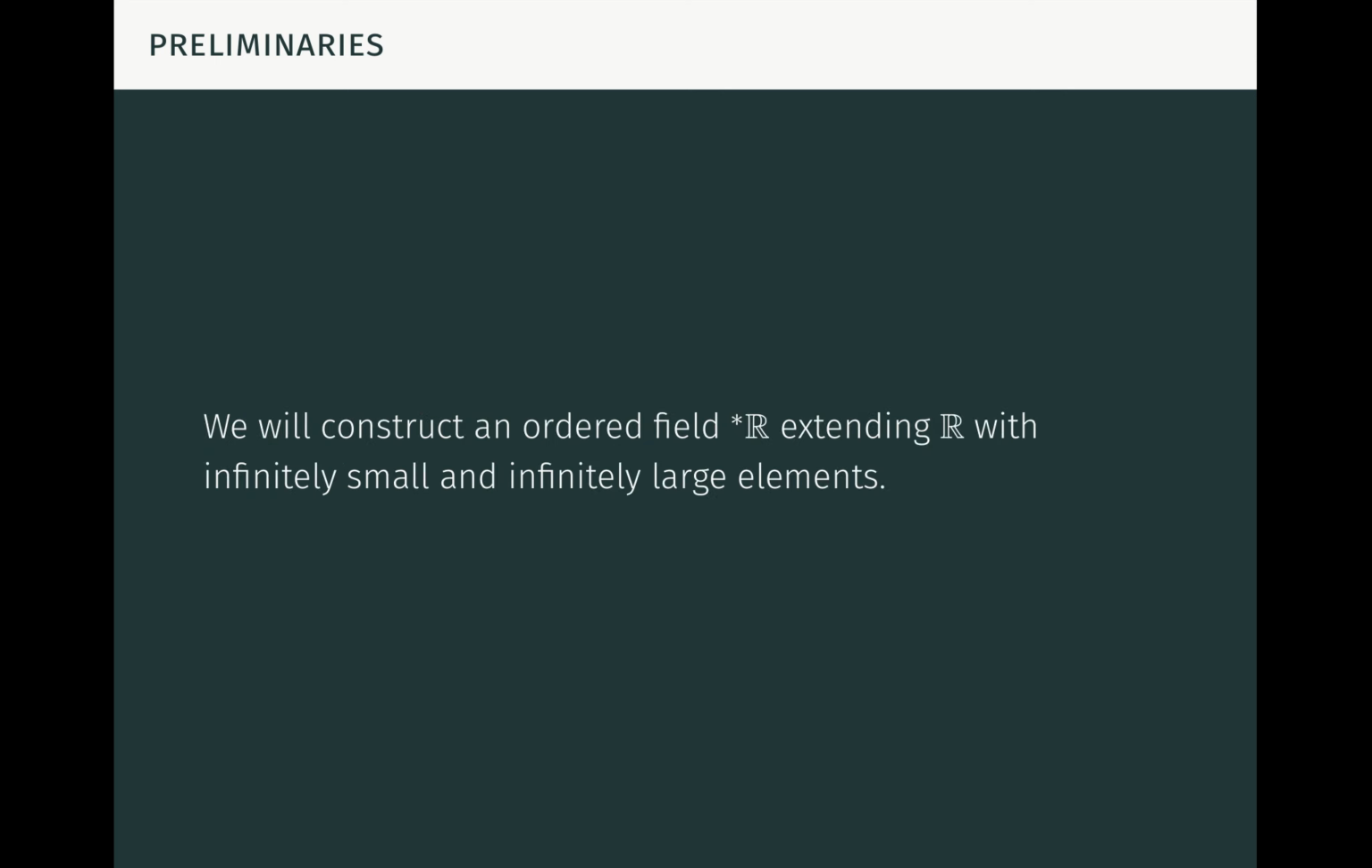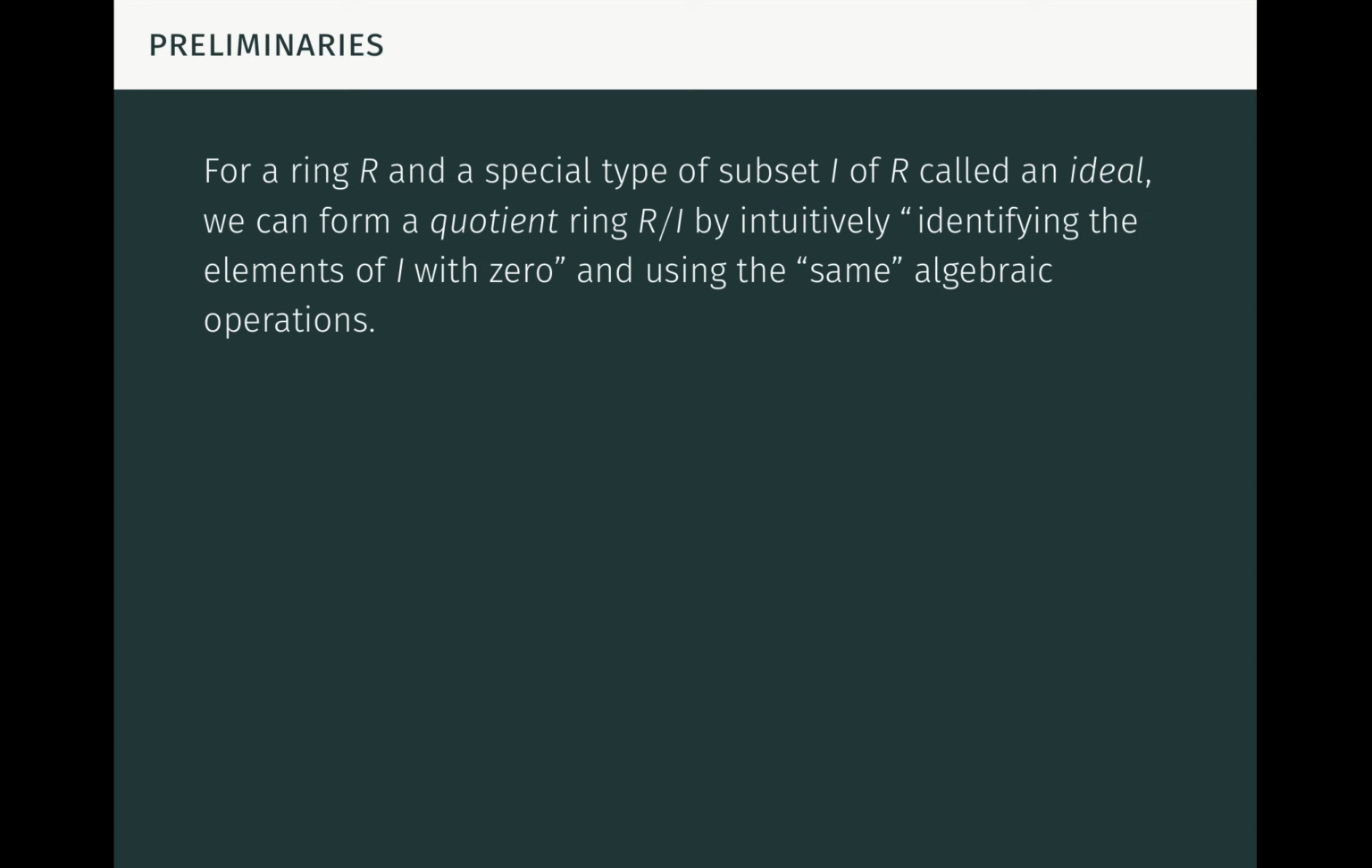In what follows, I'm going to construct an ordered field *R, the hyperreals, extending the reals with infinitely small and infinitely large elements. First, we need to review a little bit of algebra. Recall that for a ring R and a special type of subset I of R called an ideal, we can form what's called a quotient ring, R mod I, by intuitively identifying all of the elements of I with 0, and then using the same algebraic operations.